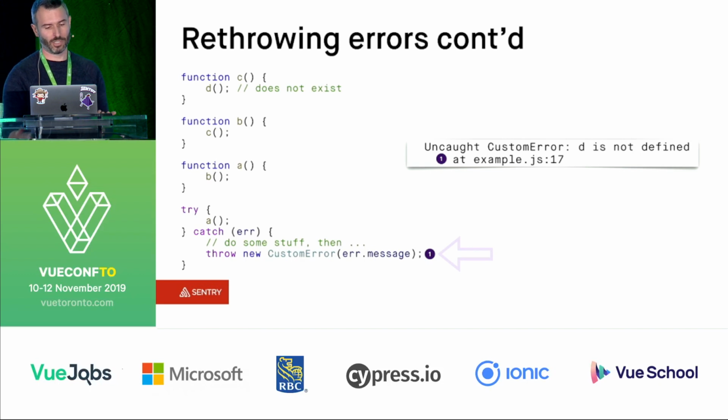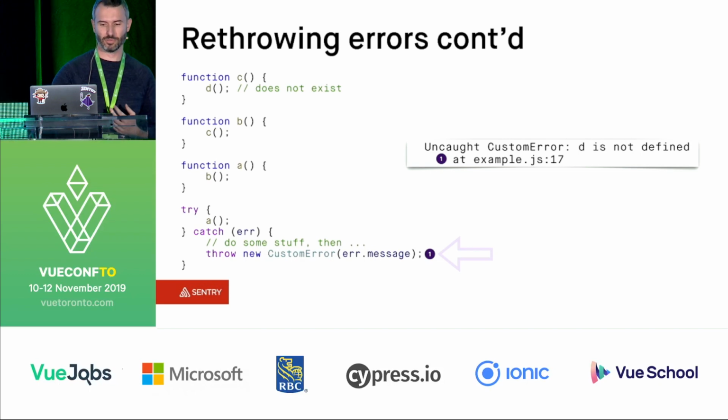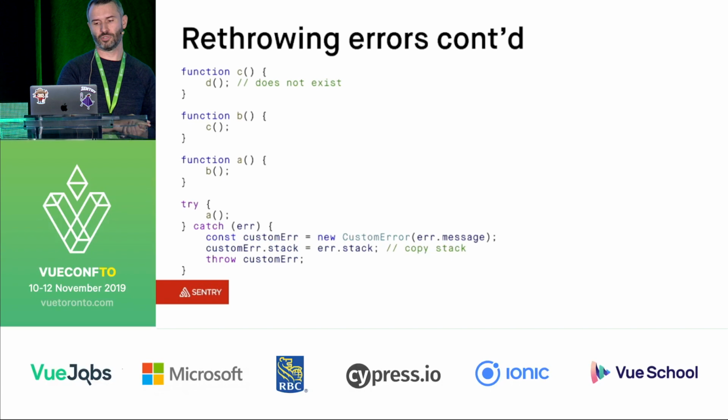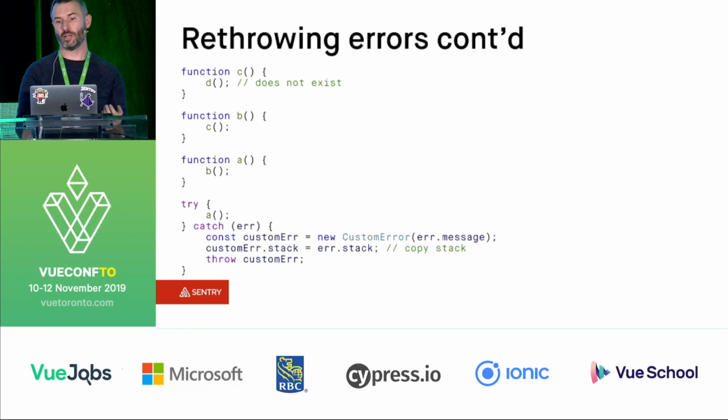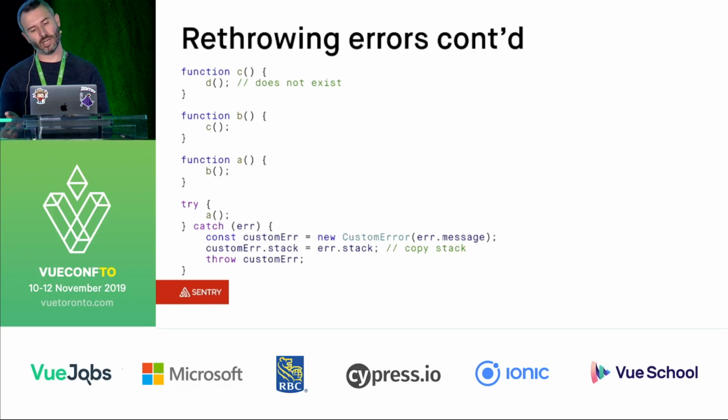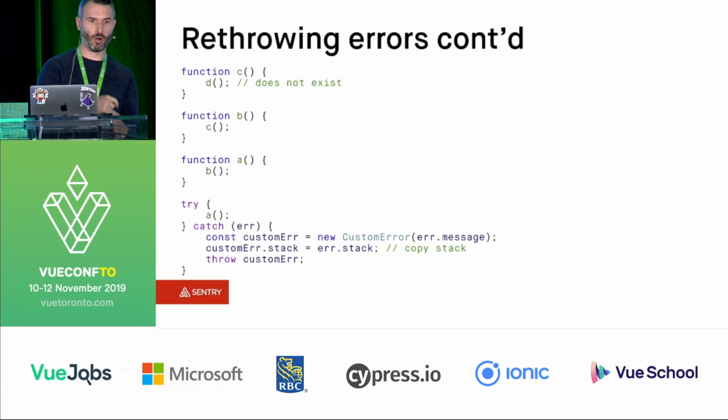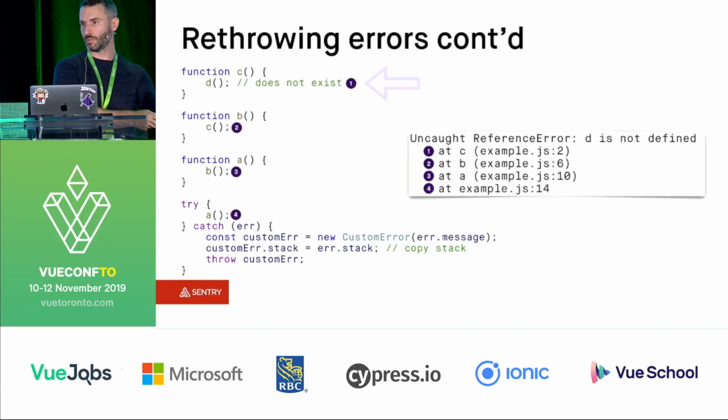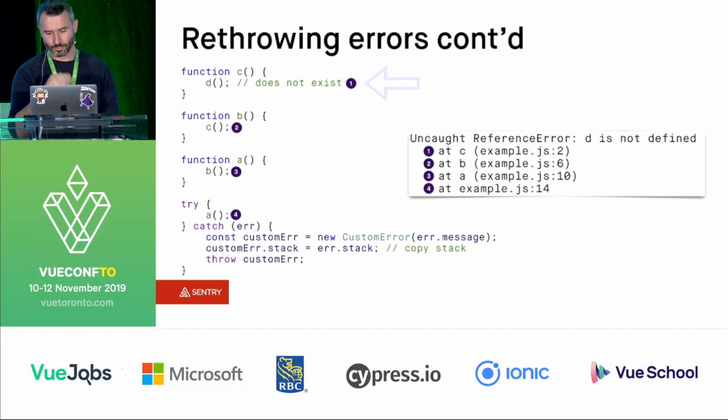So if you're doing this and you want to solve this, there is a way, which is you can just copy that stack property from the original object that you're catching and copy it onto your new error. So in this example, it's just like the previous one, except I'm creating an error instance, and then I copy the stack property over, and now if I throw this custom error, it'll actually have that earlier stack trace, which is very helpful.